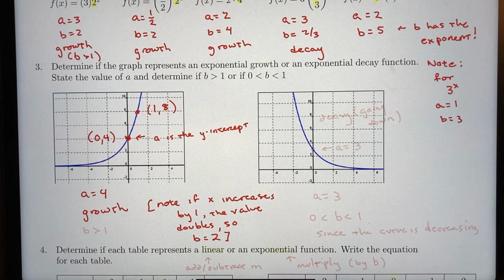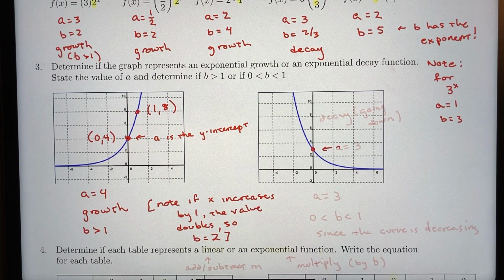So b is what you're multiplying by each time. I didn't ask the exact value for b because it can be very difficult to see on the picture. So let's just notice that b is greater than 1 when we're growing like that.